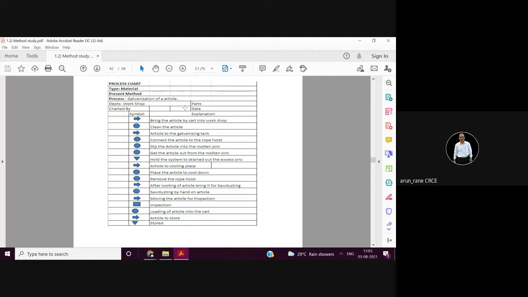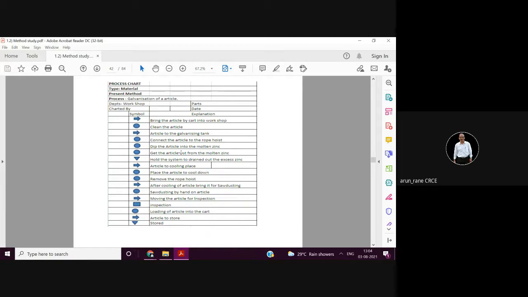Galvanizing is nothing but a coating of zinc. By default, galvanization is nothing but zinc. So we are giving a coating of zinc on an MS sheet in order to prevent rusting or corrosion. So this particular process chart is for the galvanizing of an MS sheet. Then get the article. Now what? First, cleaning the article. There is a treatment, acid and water treatment. Then you take that article to the galvanizing tank.